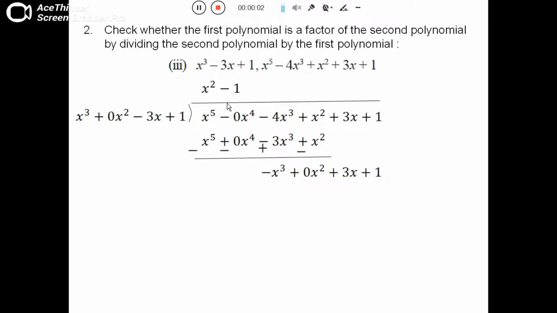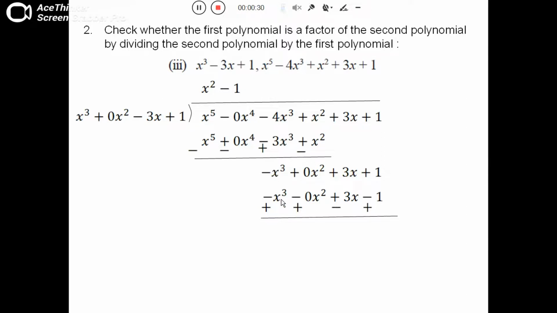Okay, minus 1 into x cube is equal to minus x cube. Minus 1 into 0x square is 0x square. Minus 1 into minus 3x is equal to plus 3x. Minus 1 into plus 1 is equal to minus 1, we have to write down. Okay, change the sign. After changing the sign, we have to subtract it.